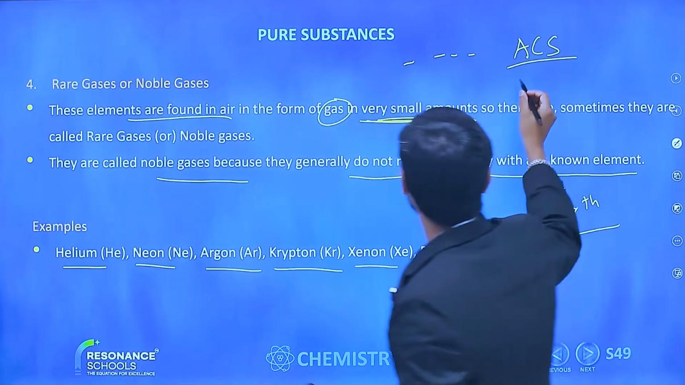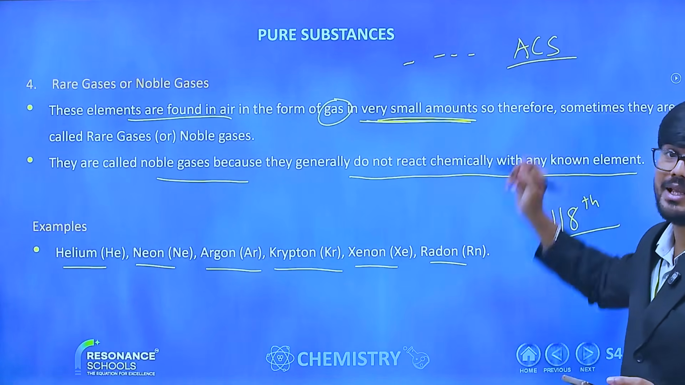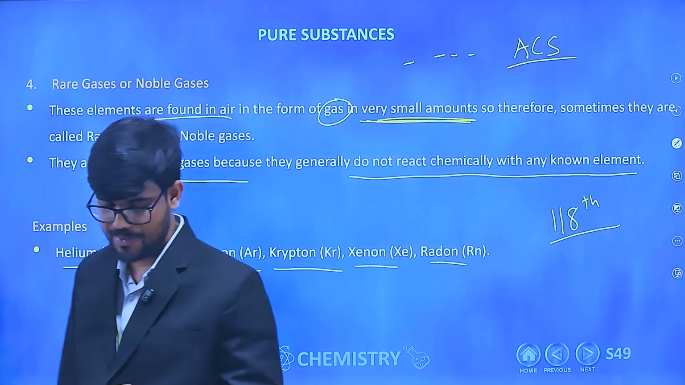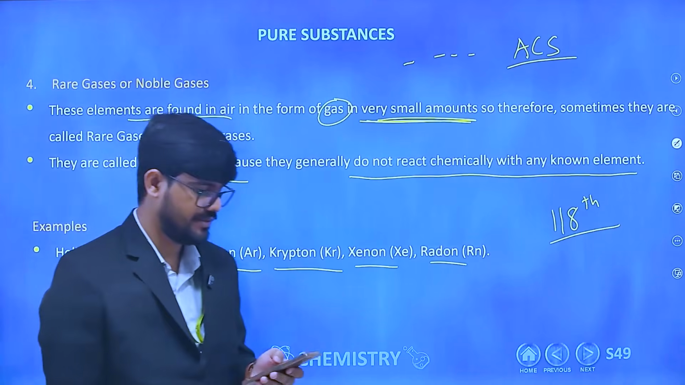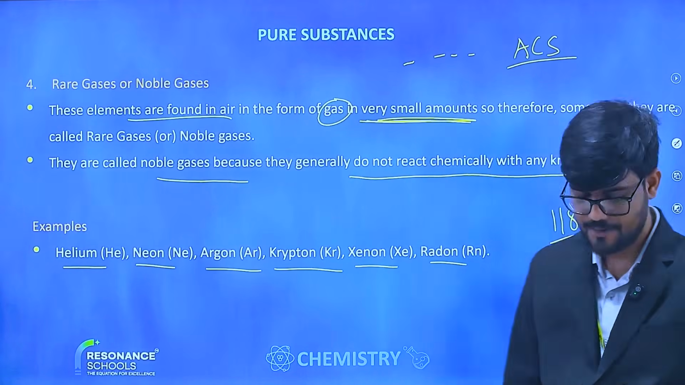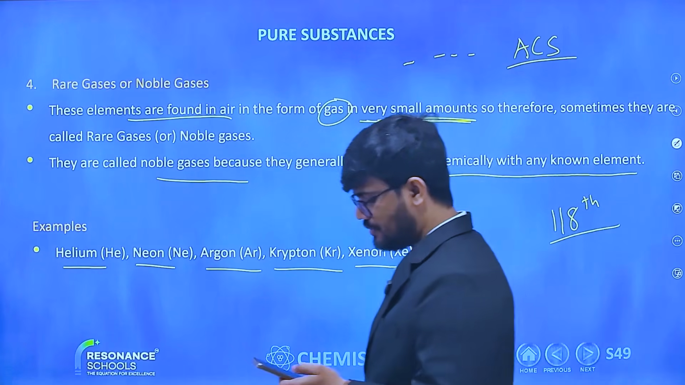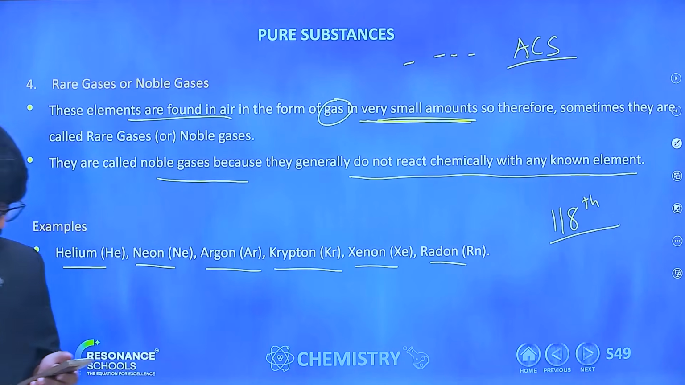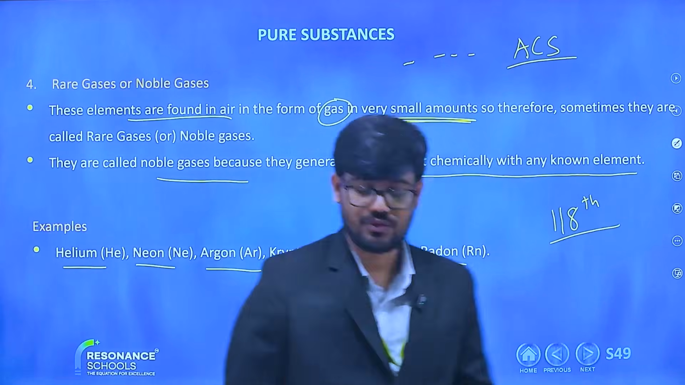ACS means American Chemical Society. Okay, not ASC, American Chemical Society, ACS publication. They publish a lot of research journals. I have 3 or 4 journals there. Okay, done. So next point.